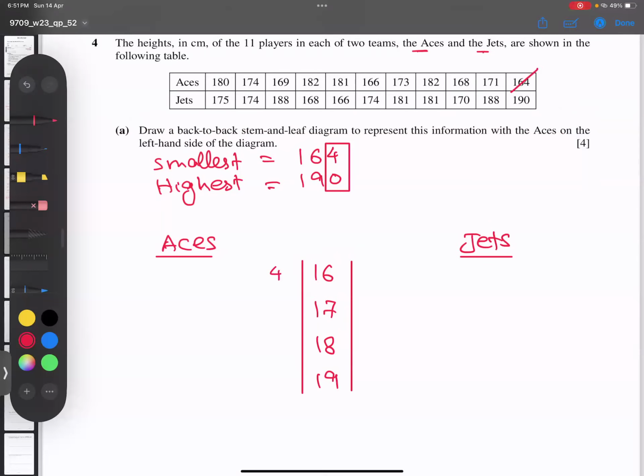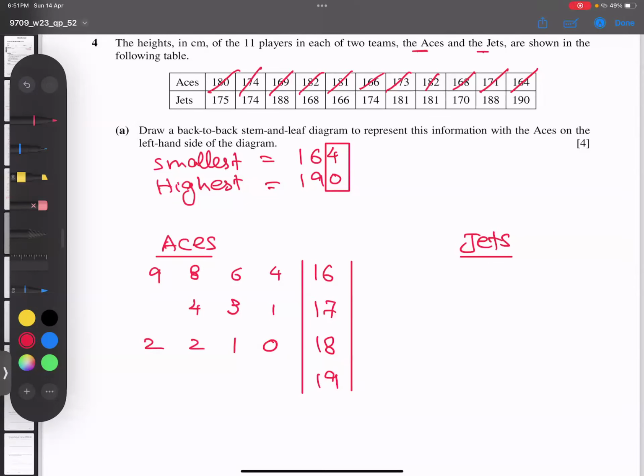160, 160, 68, 66, 69. So 66, 68, 69. Then 171, 73, 74. I think that's it. 80. Now 80, we have 80, 81, 82, 3 times. So 0, 1, 2, 2. This is done. Let's talk about jets.